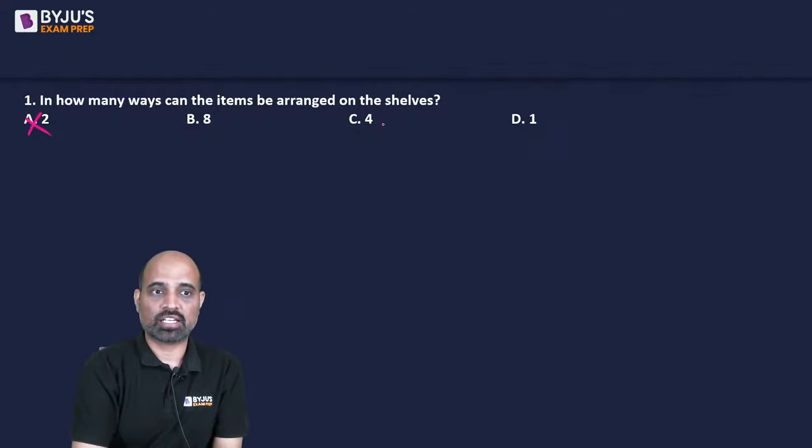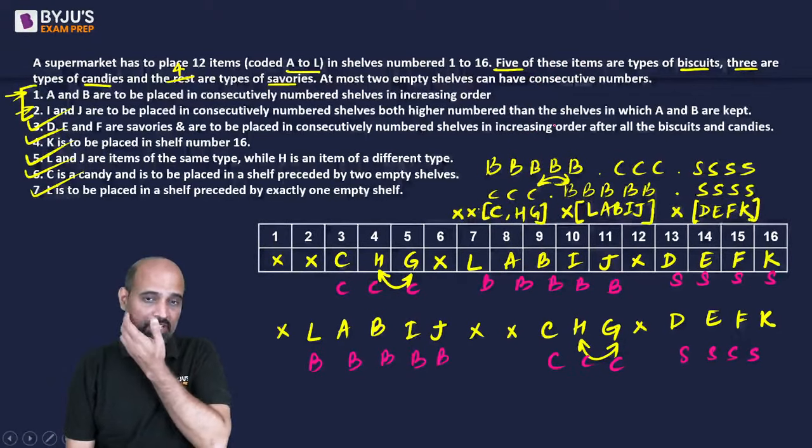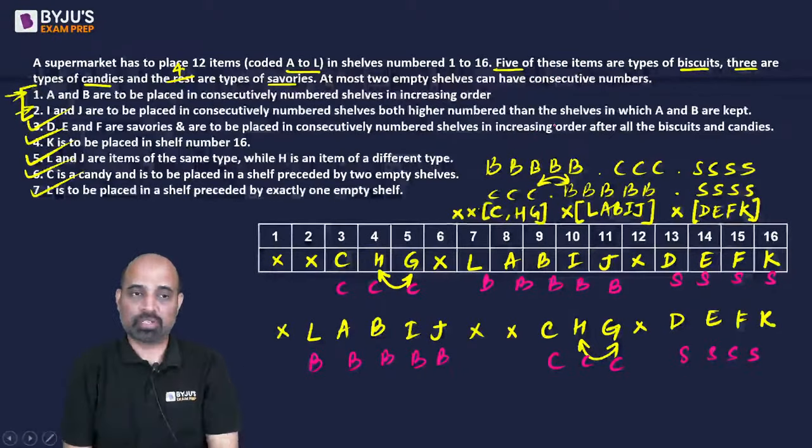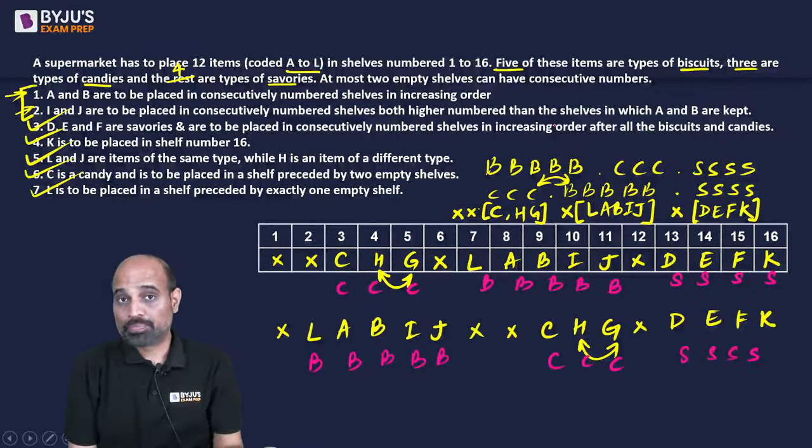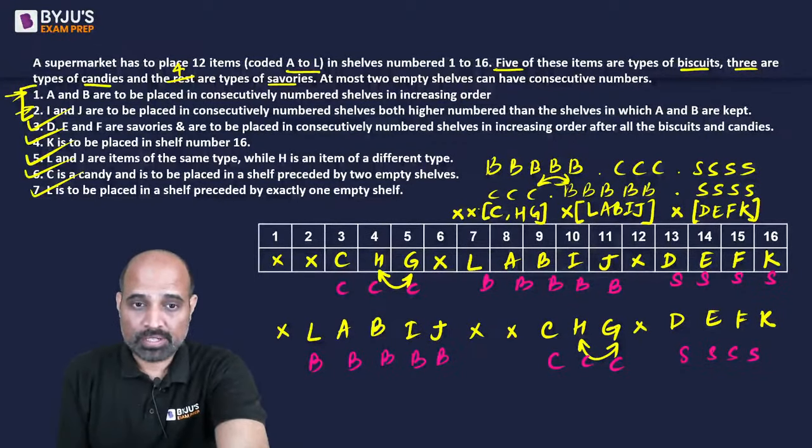So we're pretty sure the answer is not going to be A or D. Now between B and C, let's see if there is an interchange between some candy items or biscuit items that can be rearranged. If no, then there are going to be just 4 cases. If yes, there are going to be more cases, right? Okay.